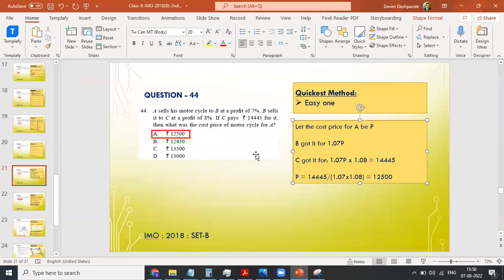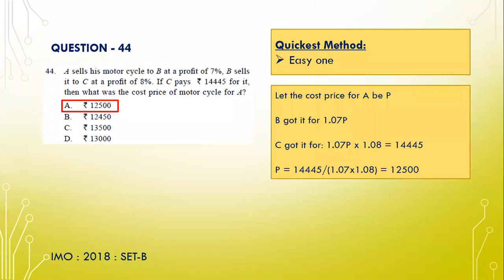What is P? The price is 14,445 divided by 1.07 into 1.08. 14,445 divided by 1.07 into 1.08 is 12,500. Okay, so that is the answer.